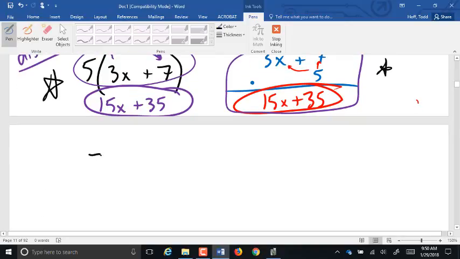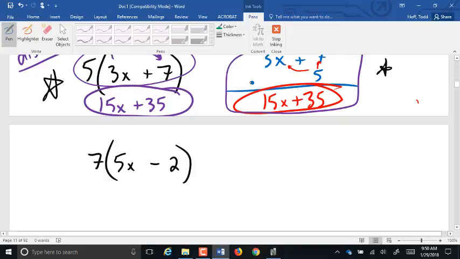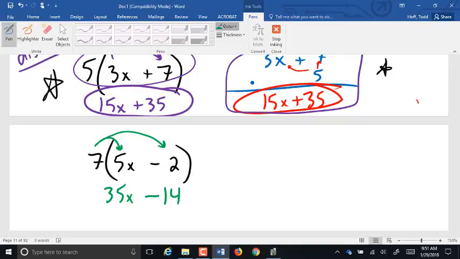So if we had 7 times 5x minus 2, tell me what to do. 7 times 5x is 35x, and then 7 times negative 2 is minus 14, negative 14.